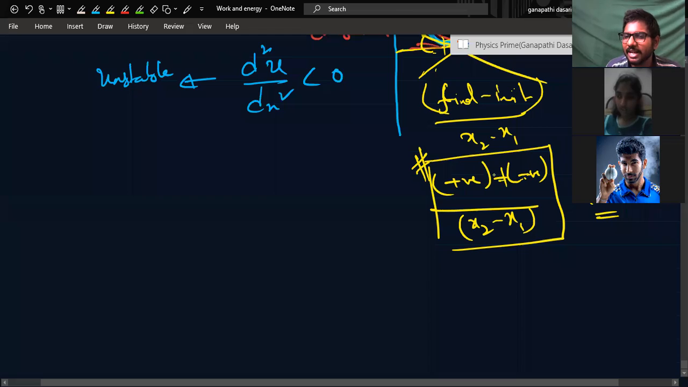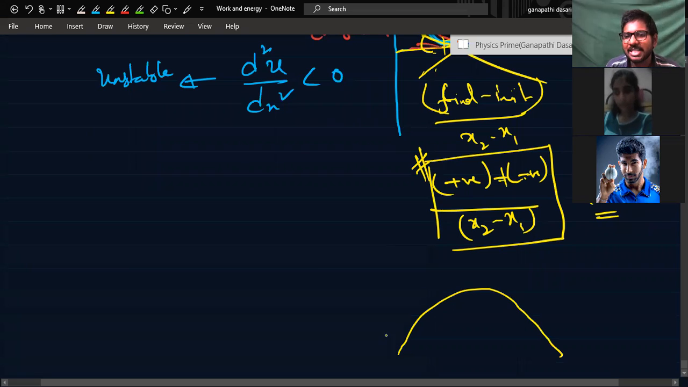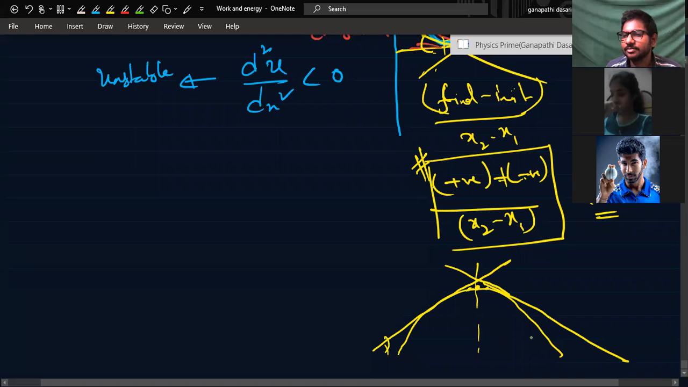Now you understood why it is positive for a minimum. You see the maximum here. Just before our required point, try to find out the slope. That will be like this, positive. Just after the point, that will be like this, approximately negative. Negative slope, right?